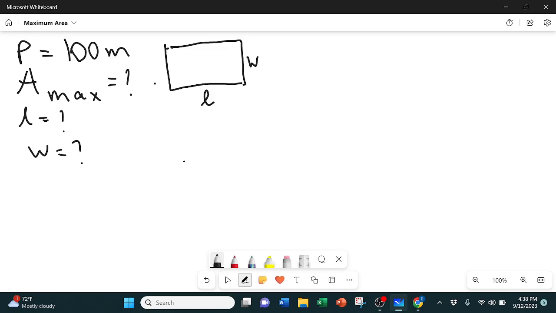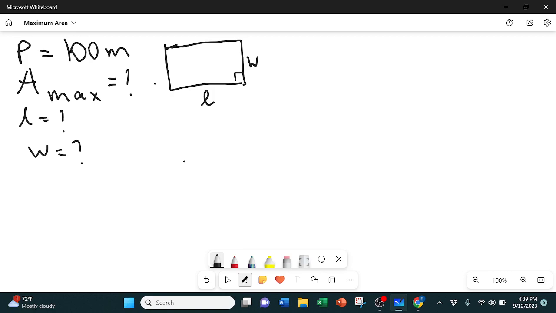The perimeter of this figure is 100 meters. Here we have a rectangle, and we have the dimensions of the rectangle, length and width. We want to find the maximum value of the area. How can we calculate that?